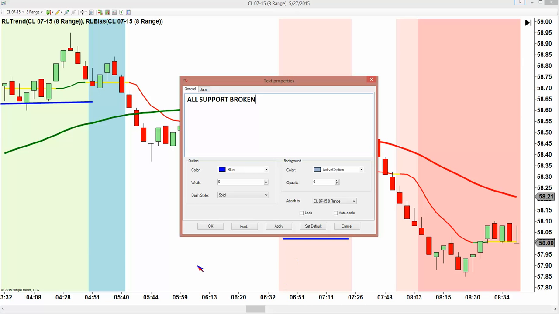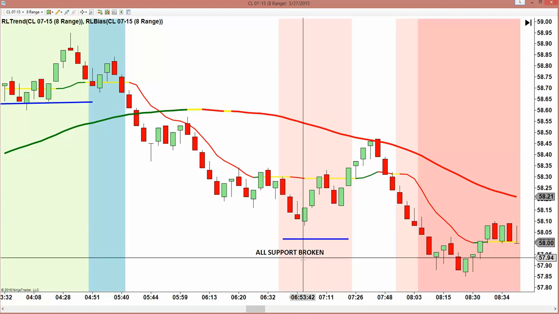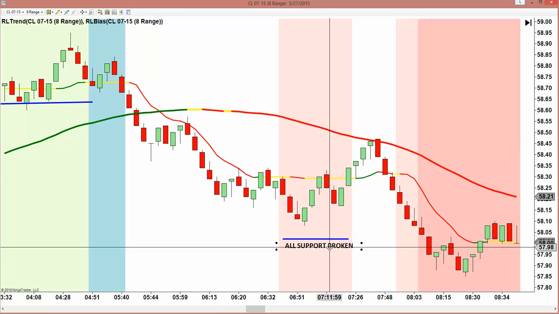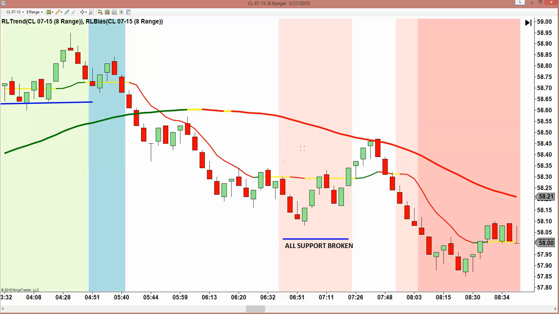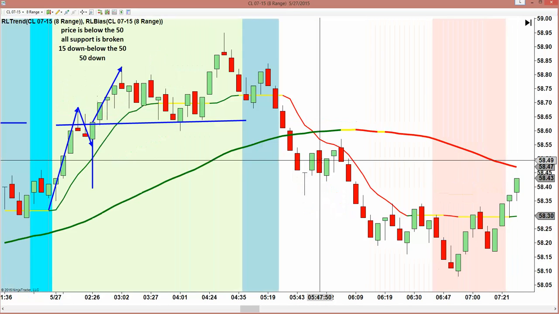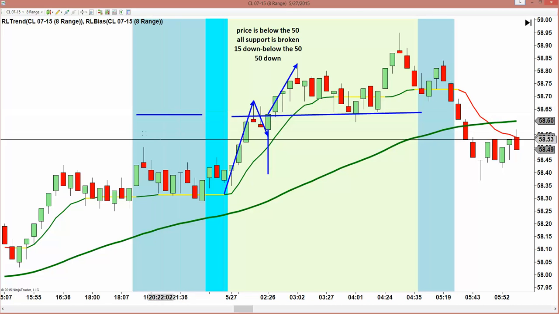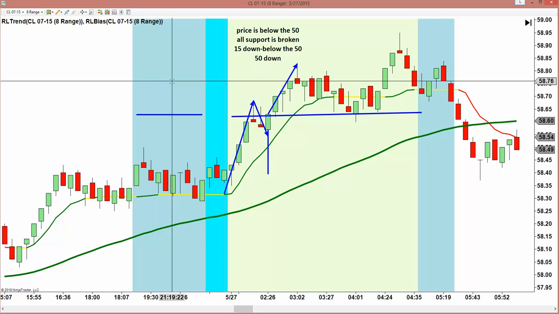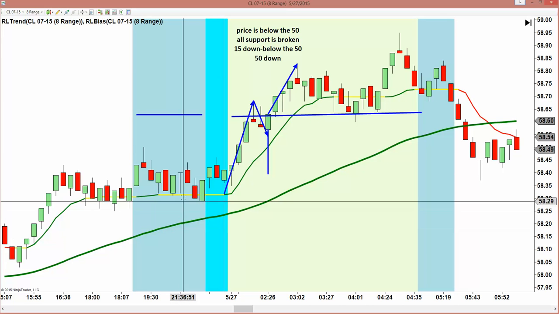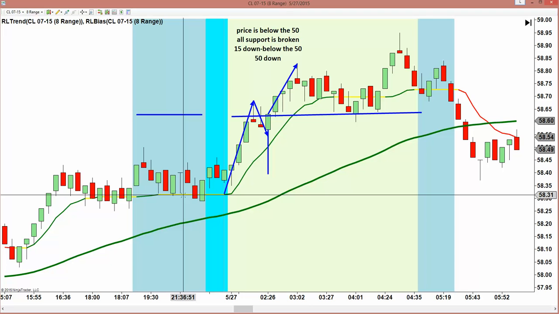But we have no trend. The 15 is flat and the 50 is flat. So although we've broken support to the downside on this light color here and on this flat blue here, where we've broken all resistance to the upside, we don't have the 15 and the 50 with us. Now the key is really the 15. And if we don't have the 15 with us, that's really where you might want to stand aside.